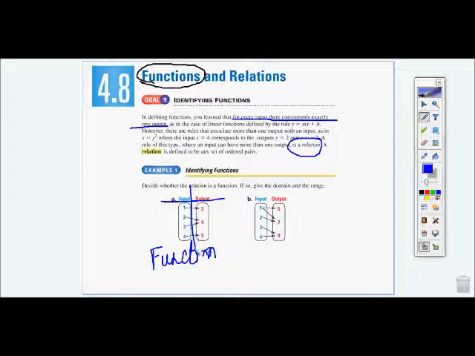Now if we look at letter B, input 1 can either be the output 5 or can be the output 7. 2 is an output 7. 3 is the output 9. 4 is also the output 9. This is an example of a relation. And the reason that this one is a relation is because of the input 1 here. Input 1 ends up resulting in two different outputs. That makes it not a function, and we can only call that a relation.